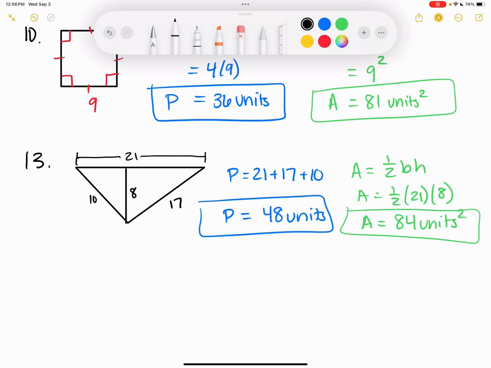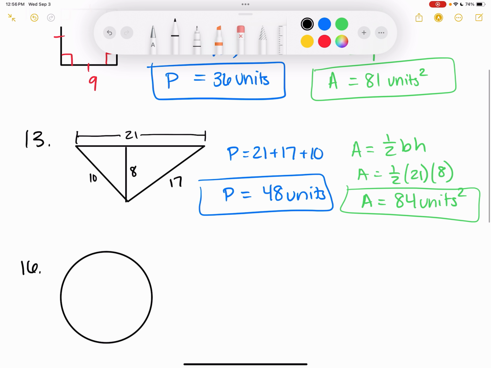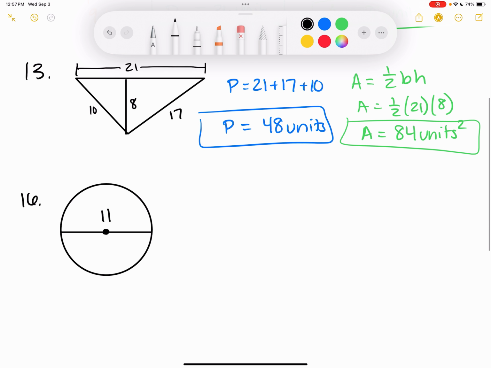All right, 16. They're giving us a circle, and then they're giving us the diameter. So if they draw the line all the way across, it's the diameter. You need to find the radius of it, okay? Because we can find the circumference, as Abby pointed out a little bit ago, but I would need to find the radius ultimately, so we're going to do it that way just so we're consistently using the formula.